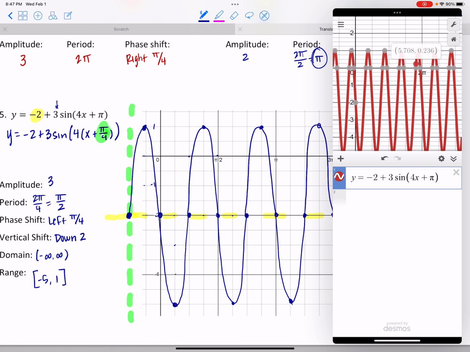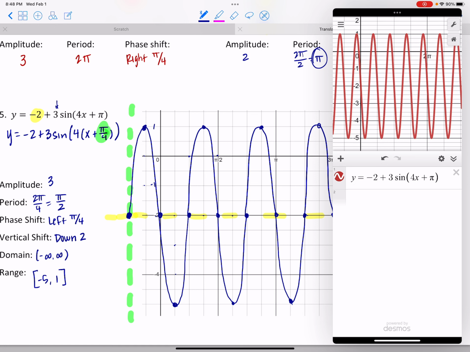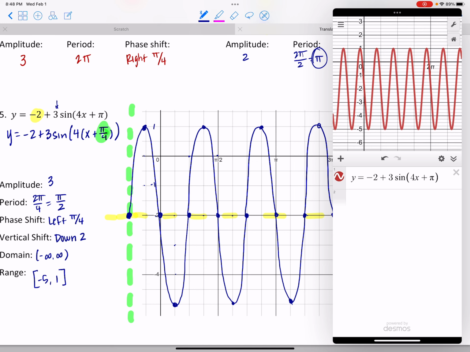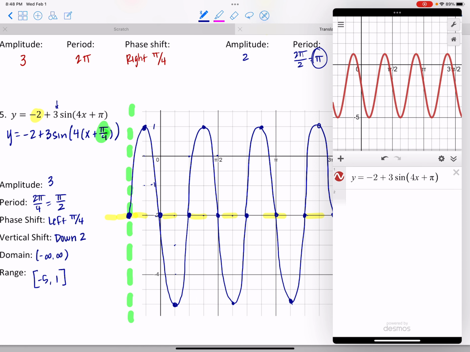Okay, so this looks good. Maximums are at 1, which is what I have in there. Minimums at -5, which is what I have there. We're starting on the axis. Can we see that? Remember, the window I'm actually looking at is 0 to 2 pi. So on the axis, we're at -2. Yep, that looks right. That's my midline.